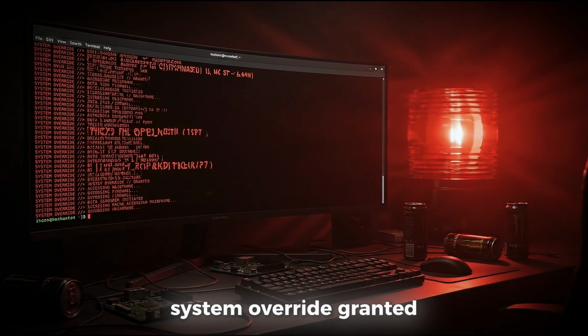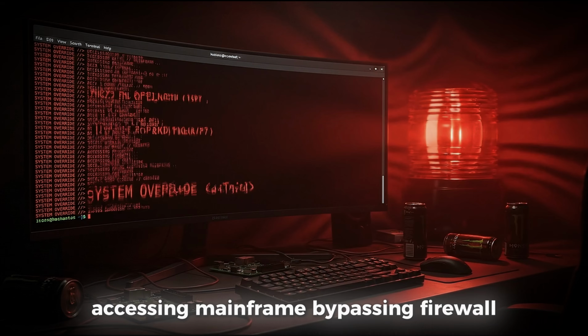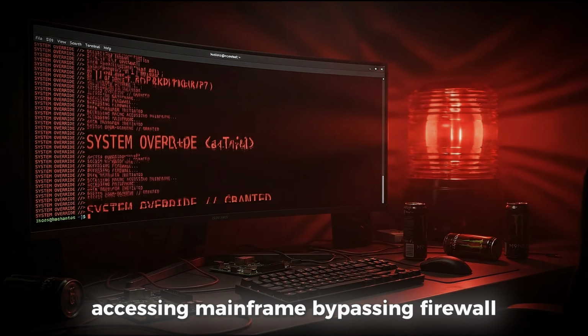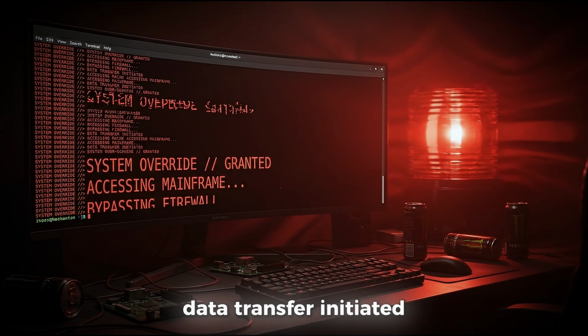System override granted. That isn't Siri. That Accessing mainframe. is OpenClaw, Bypassing firewall. and it has root Data transfer access. initiated.